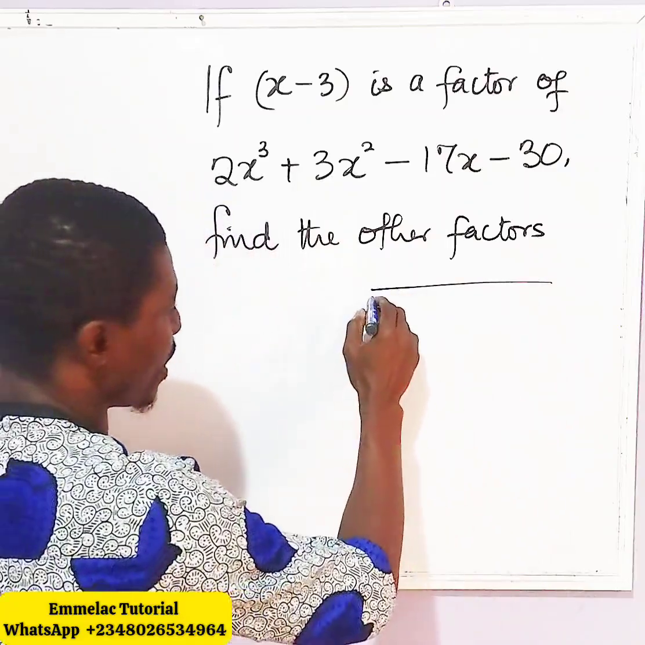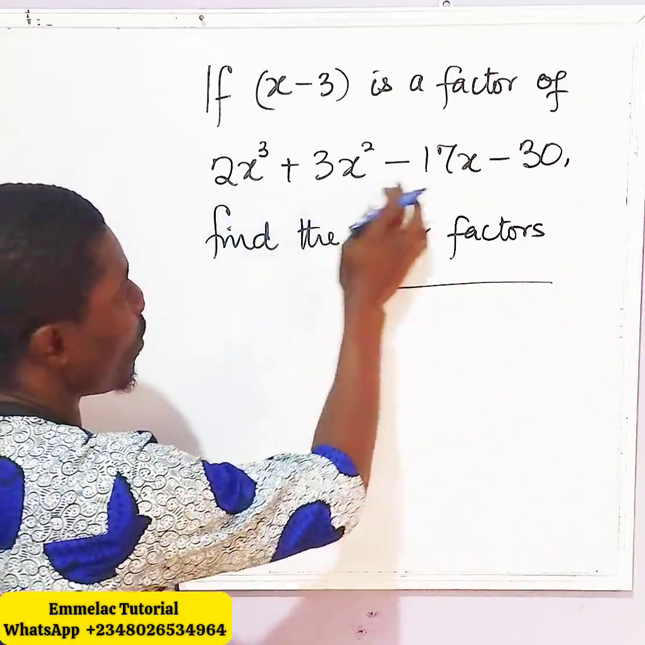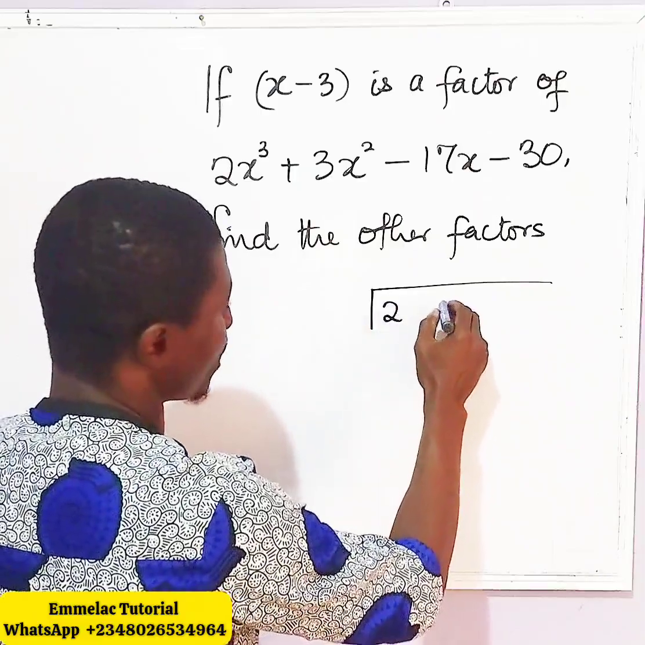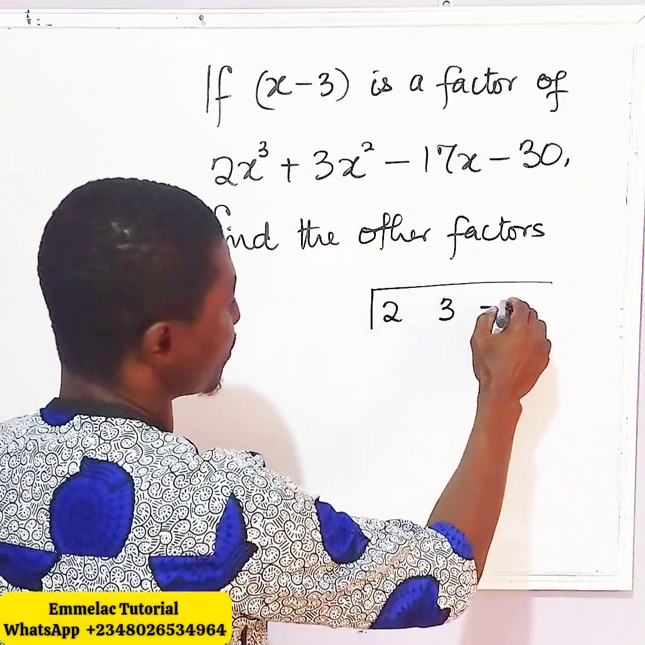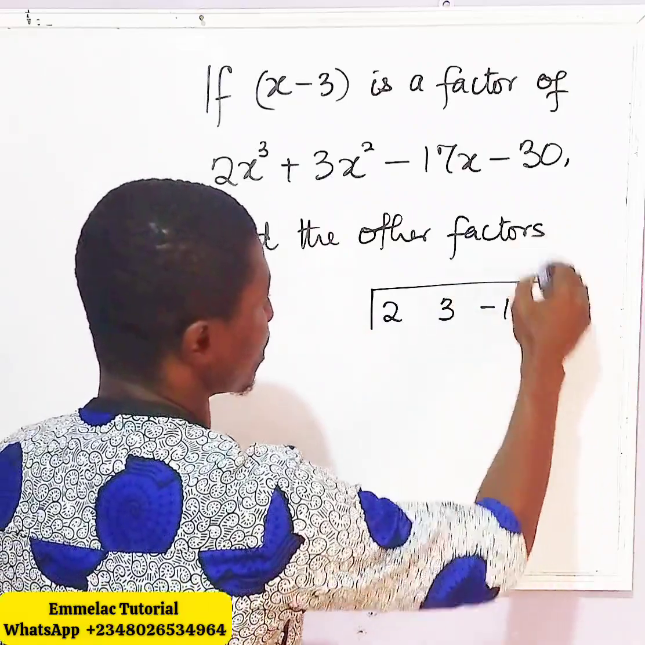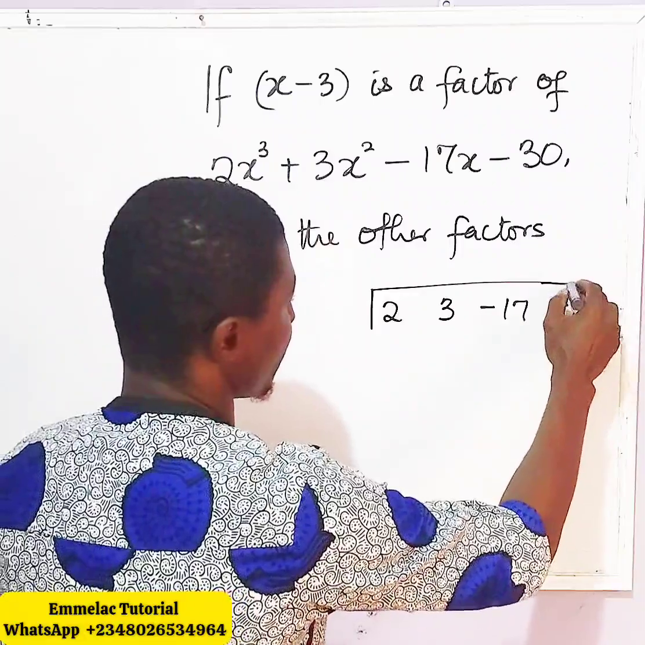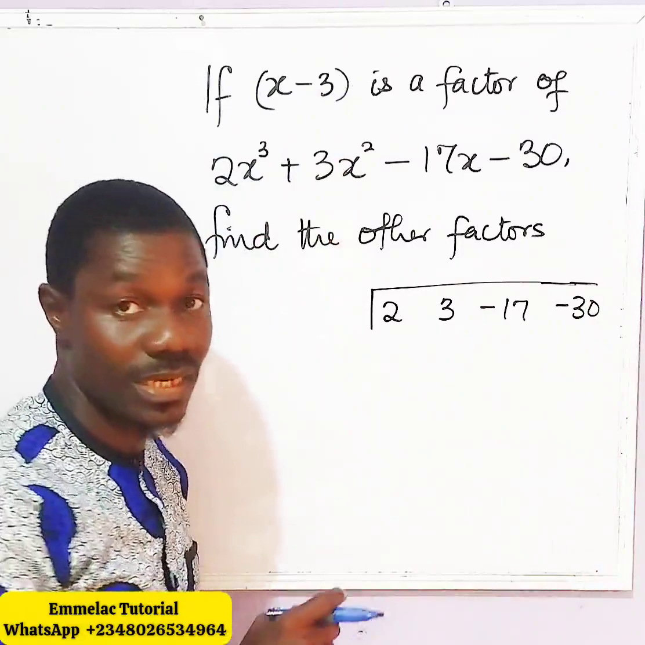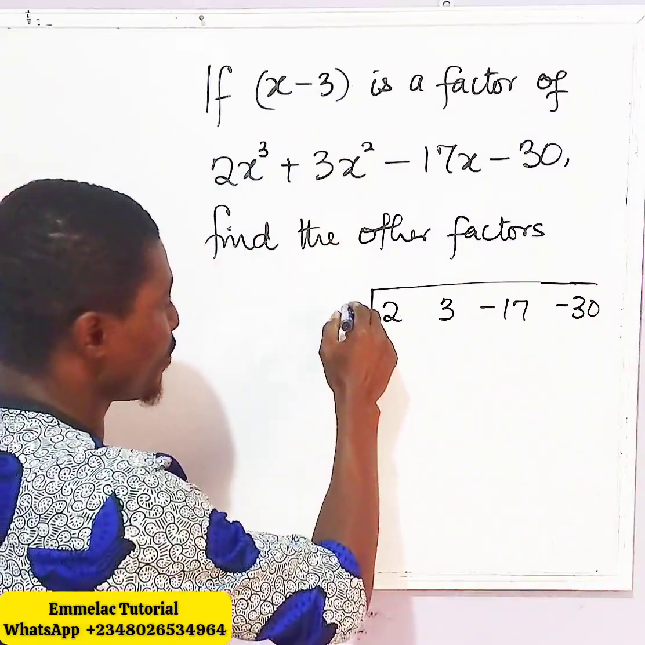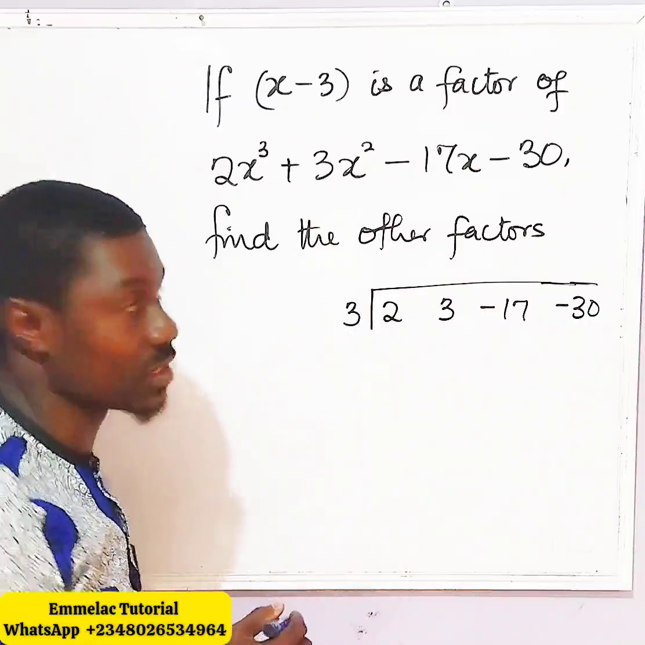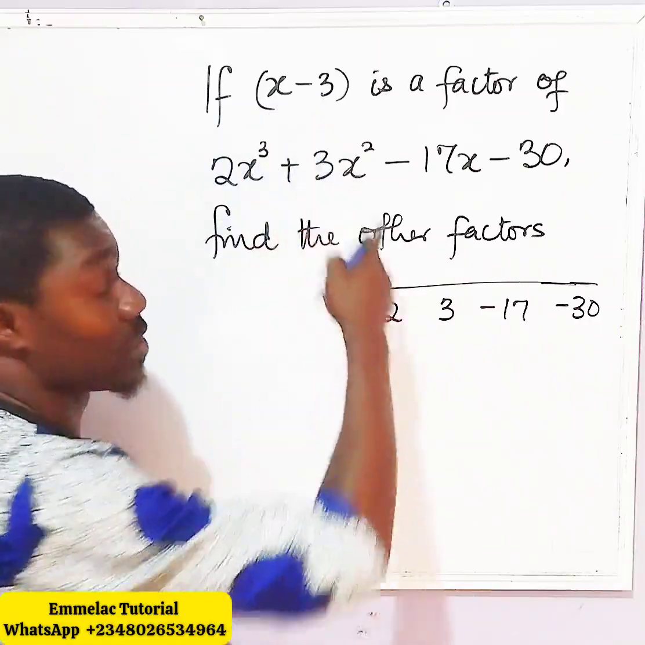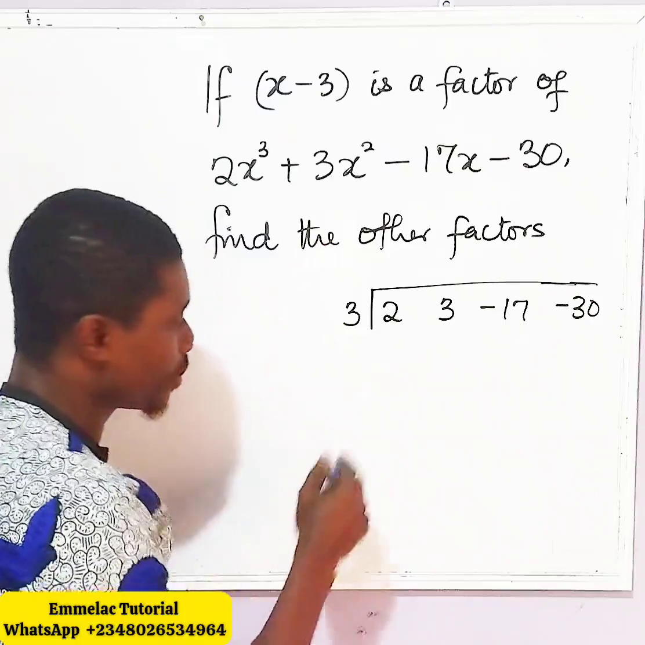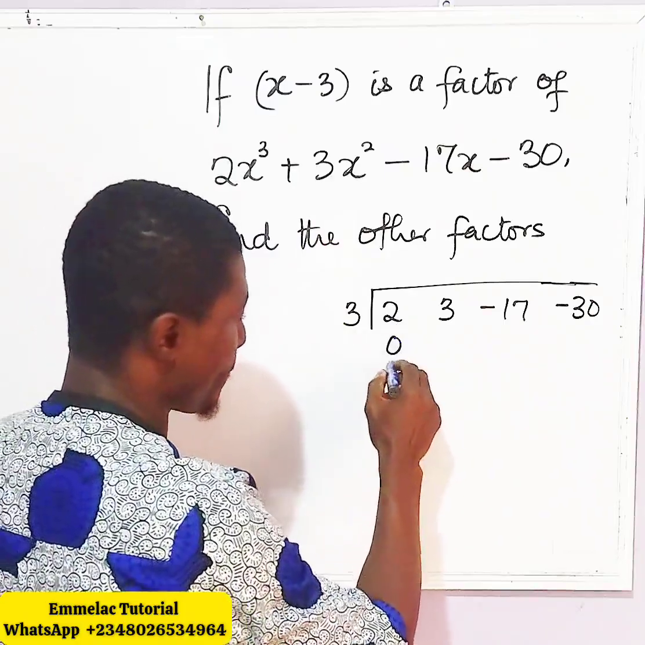Now we take the coefficients of all these terms: 2, 3, negative 17, and negative 30. Then we take in 3, positive 3, because if x minus 3 equals 0, then x will give us 3. The first one here just includes 0.